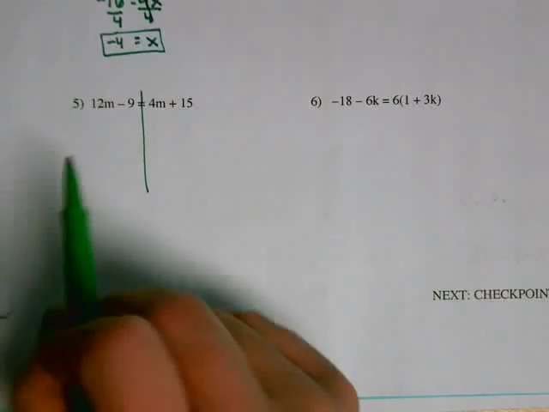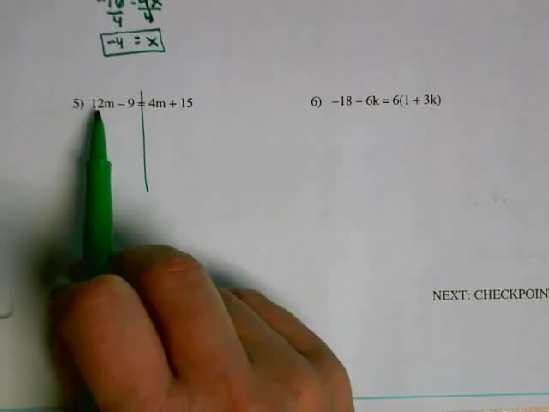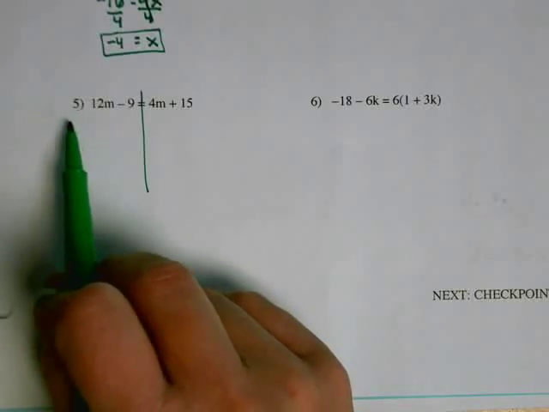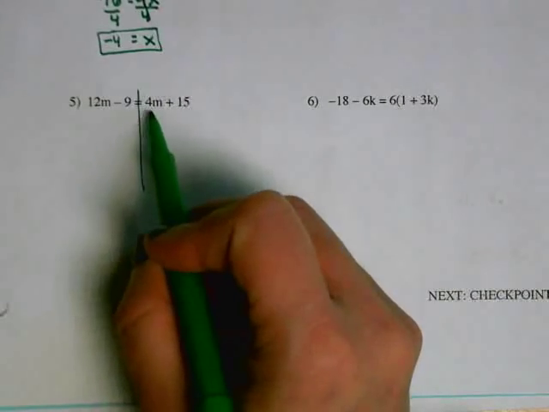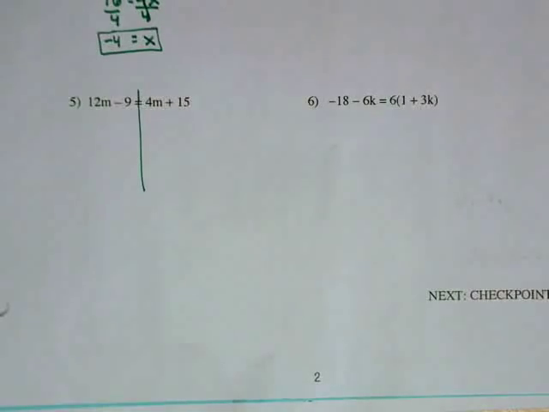Now, this time, I'm looking at this. If I got rid of those 12 m's, I'd be subtracting 12 m's from both sides, and that's going to give me a negative number of m's over here. I totally could do it. There's nothing wrong with it.